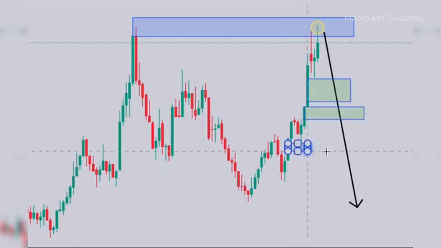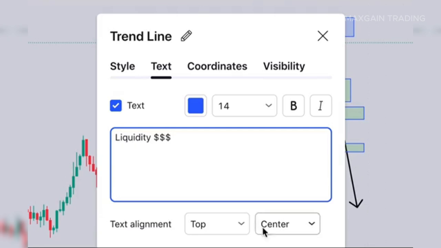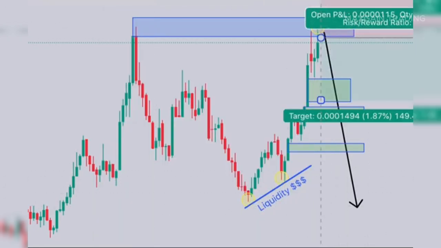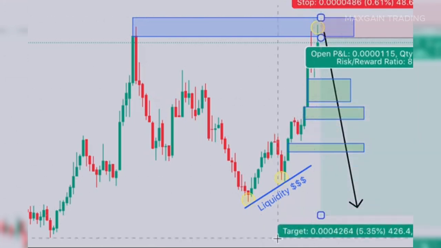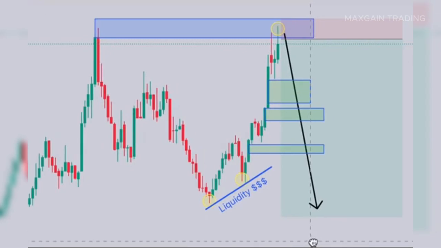Multiple fair value gaps here draw price downward, while liquidity rests below the recent highs of the uptrend, which banks may target. We place our stop loss at the top of the supply zone and set our take profit below the liquidity level, achieving a strong 8-to-1 reward to risk ratio.